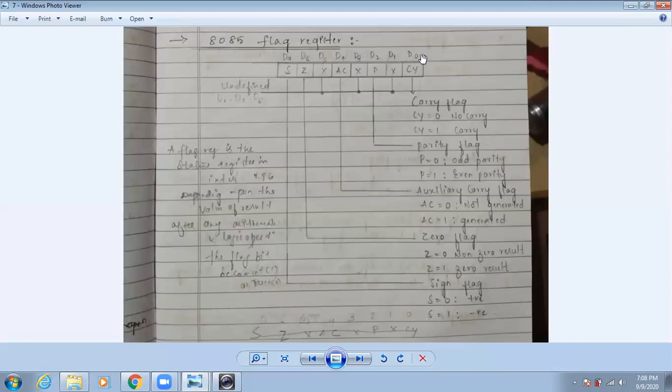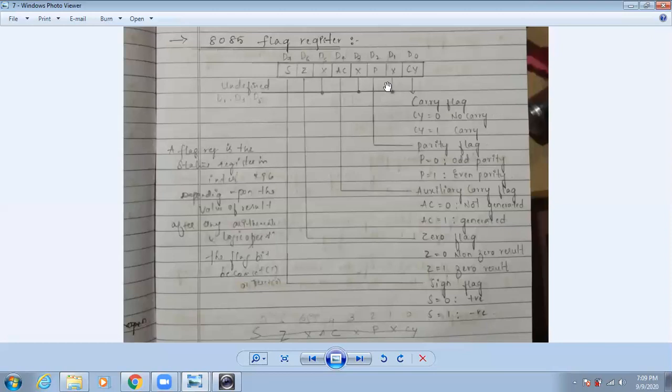So here, in D0 we have carry flag. So if you are getting any carry when performing the addition, then the CY value will be assigned as 1. Otherwise the CY value will be assigned as 0. So this is like a problem calculation. So in the D0 bit, if you are getting any carry, then the CY value will be assigned as 1. Otherwise it will be assigned as 0.